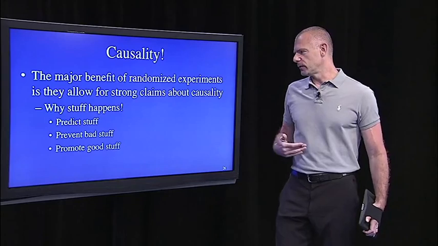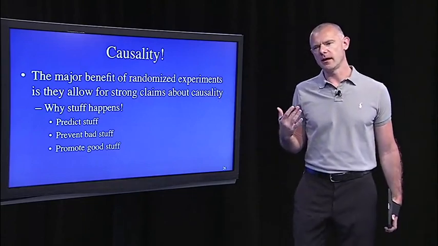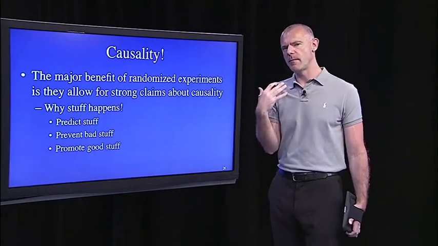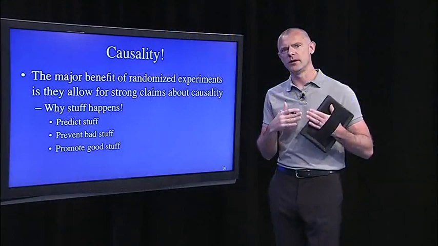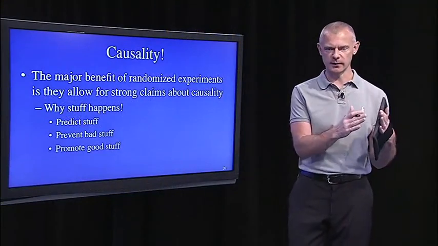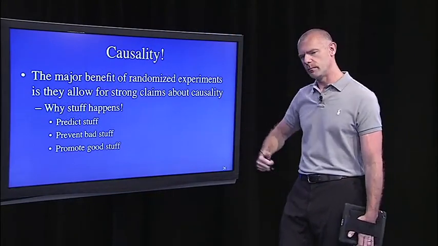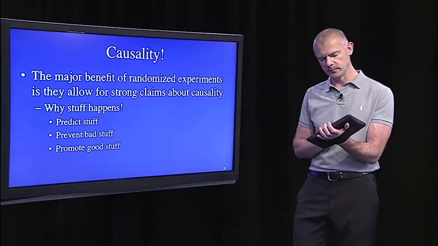So to wrap up this first segment, the power of randomized experiments is they allow for the strongest arguments or strongest claims we can possibly make about causality. That is, about mechanisms that link independent variables to dependent variables. And my whimsical phrase is, it's our best way of getting at why stuff happens. And if we can understand why stuff happens, we can predict stuff. If we can predict stuff, then we can prevent bad stuff, like polio, or we can promote good stuff, like intelligence, if that working memory training stuff is working.